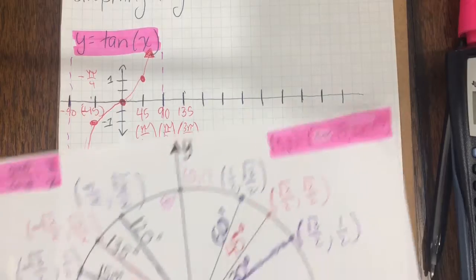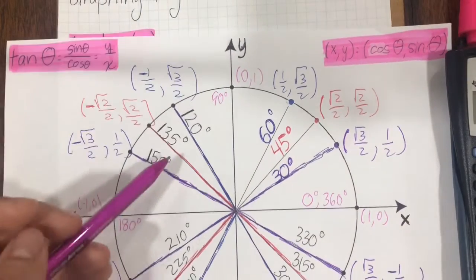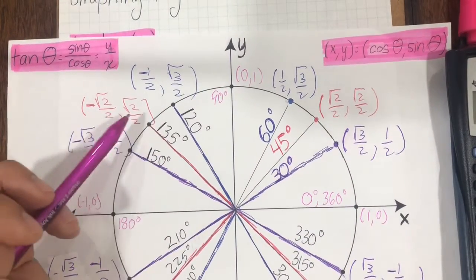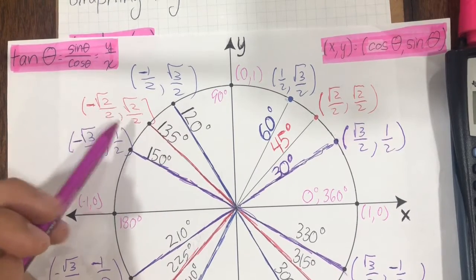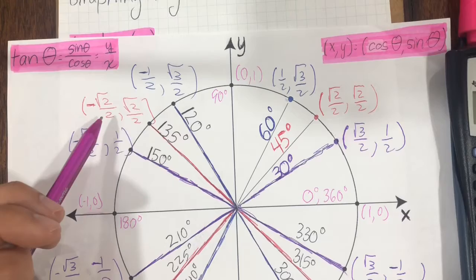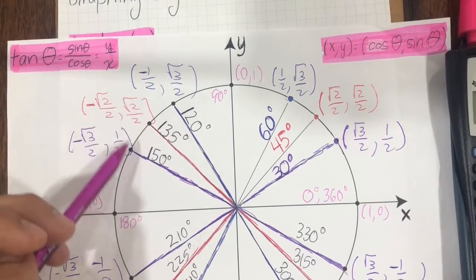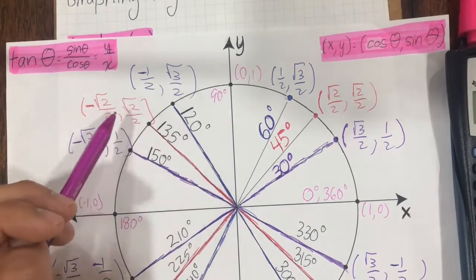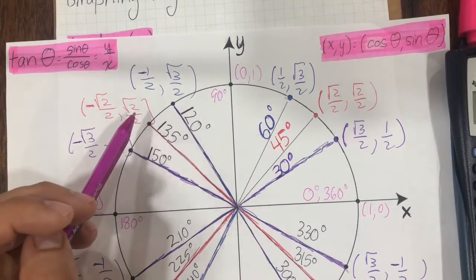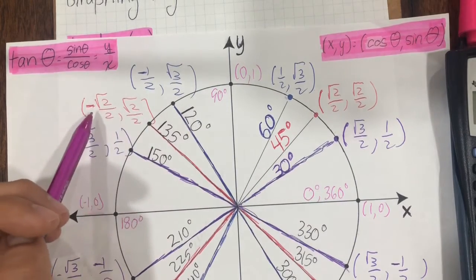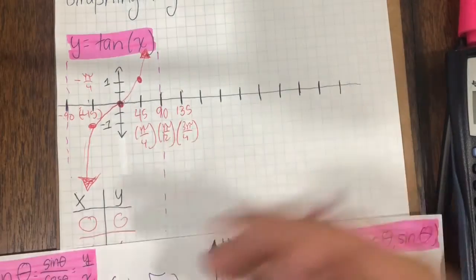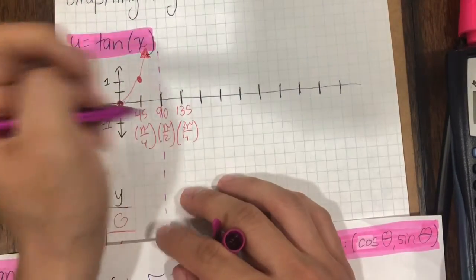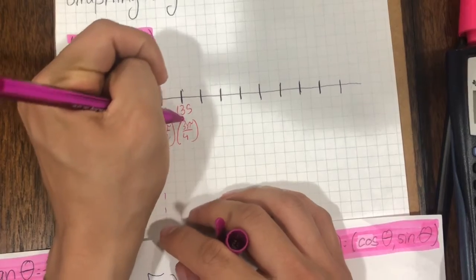But let's double check by using the unit circle. I'm at 135 degrees, and this is my x and y coordinate: -√2 over 2, √2 over 2. The numbers are similar. If I divide those two numbers, I end up with 1. But since one is positive and one is negative, I end up with -1. So we were right. At 135, my output is -1.